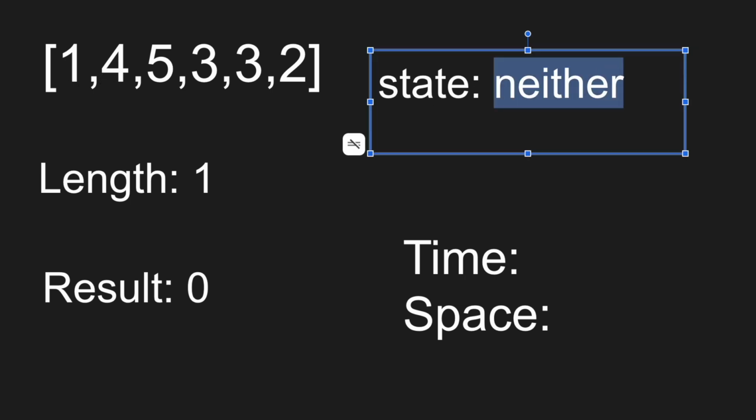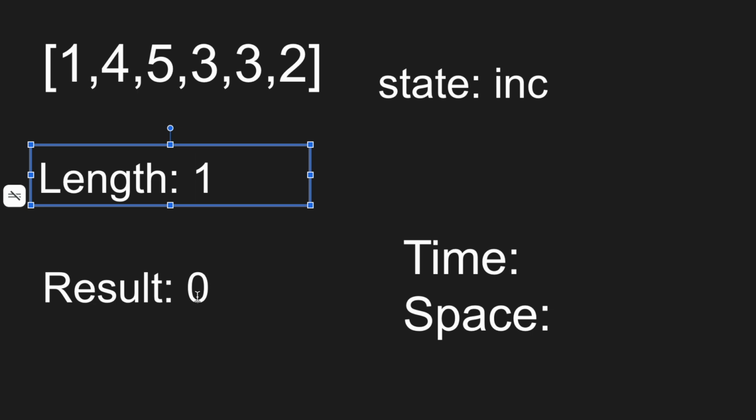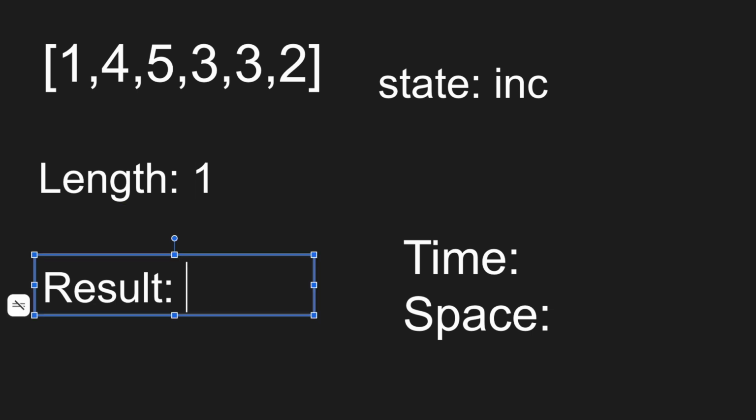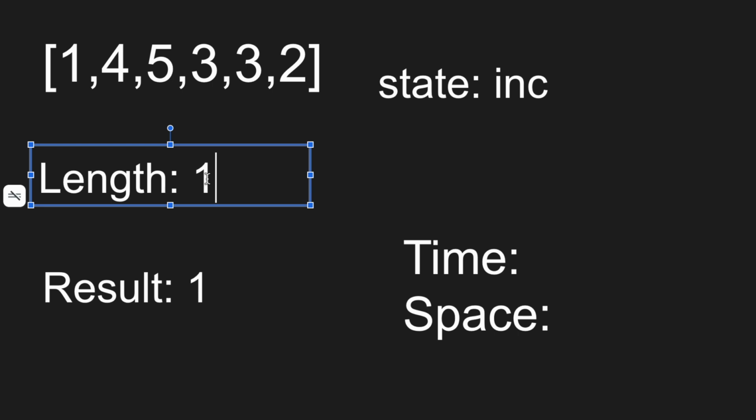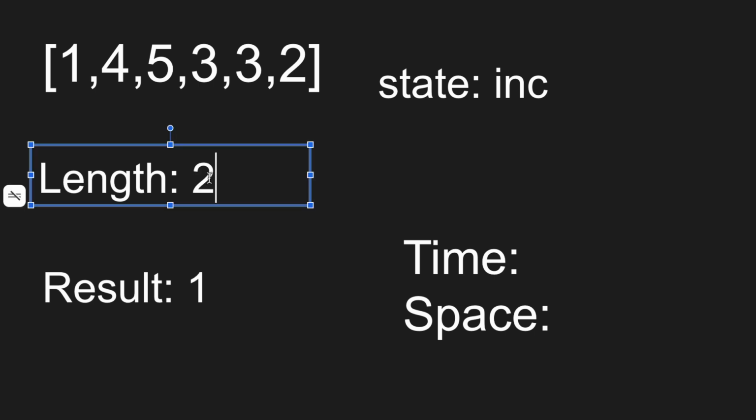So let's go over this example. I added a 5 here so I can make the example a little bit more clear. So first we compare 1 and 4. Change the state to increasing, and the length is 1. We need to update the result first before we change the length. And now we need to add 1 to the length, so the length is 2. Go to the next one, 4 and 5. The state is still increasing, so we just add 1 to the length.